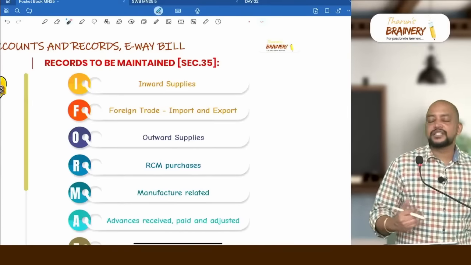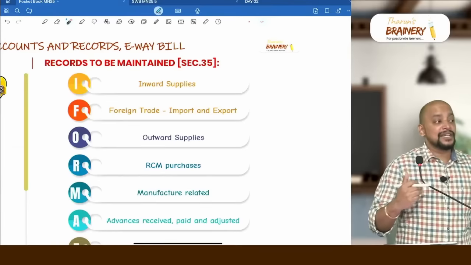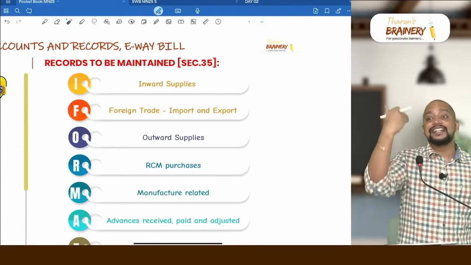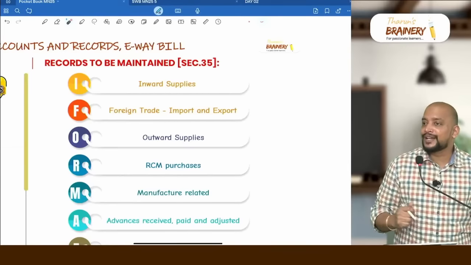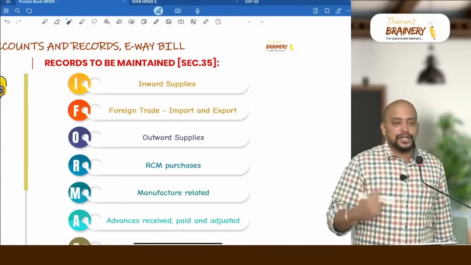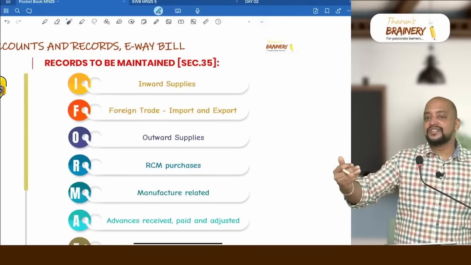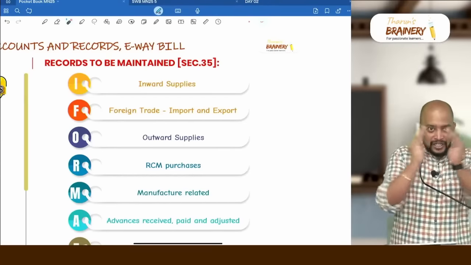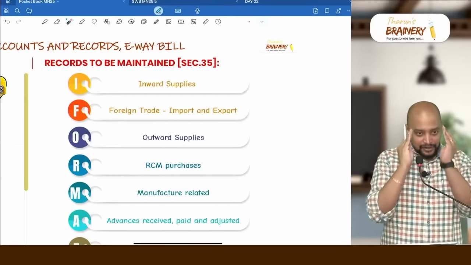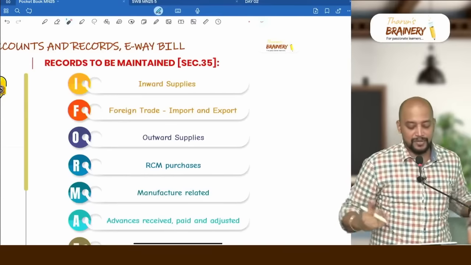When you are making inward supplies, from whom are you making? From the suppliers, along with the details of the suppliers and with supporting documentation. What is the supporting documentation? Tax invoice, debit notes, credit notes and delivery challan, e-way bill, etc. Got it? Then in auditing, this much you will learn, you will write this much, but you write extra information also.